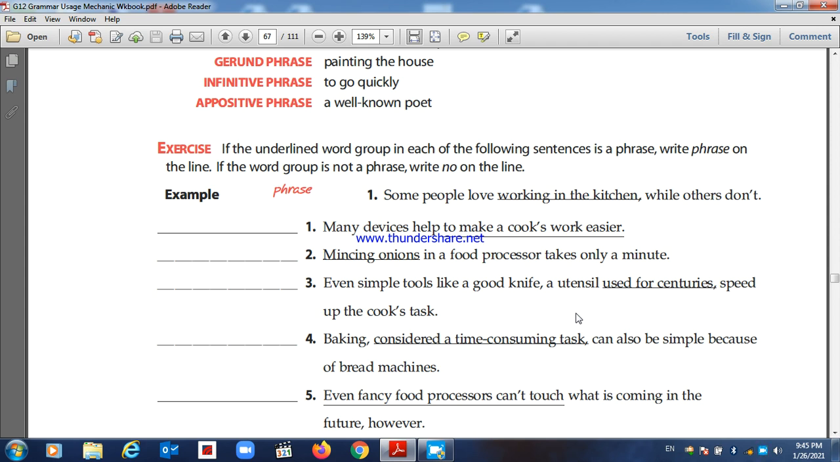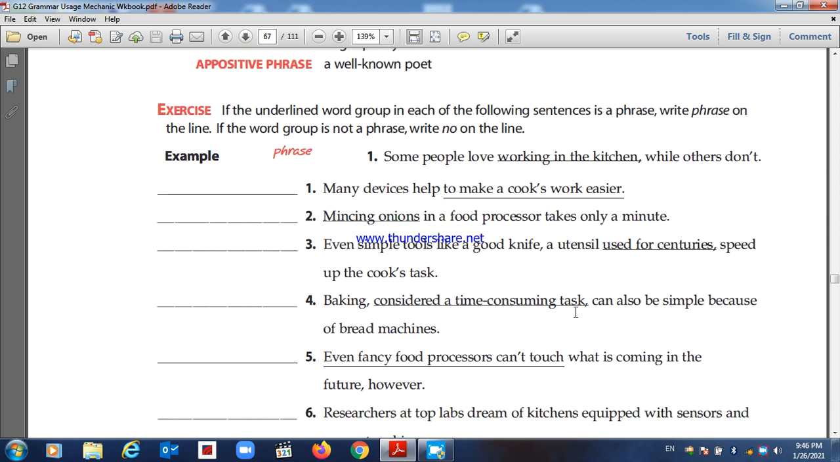Number 4, baking. Then he is giving me more information about baking. And these words are preceded by a comma, and they are followed by a comma. This is a what? An appositive phrase. And the appositive phrase gives more information about the word before it. Baking. What can you tell me more information about baking? It's considered a time-consuming task. Can also be simple because of bread machines. Very good.